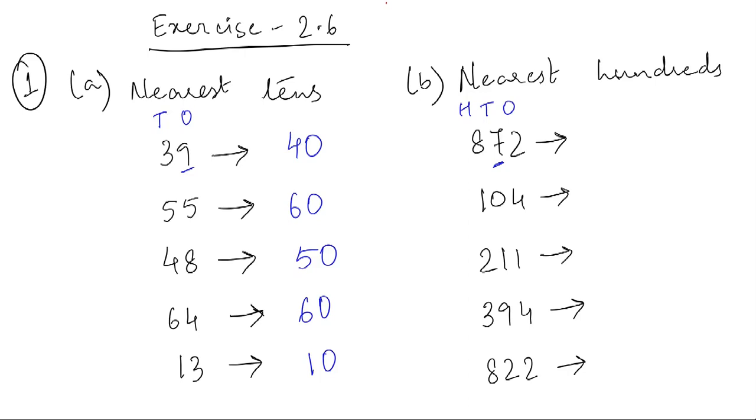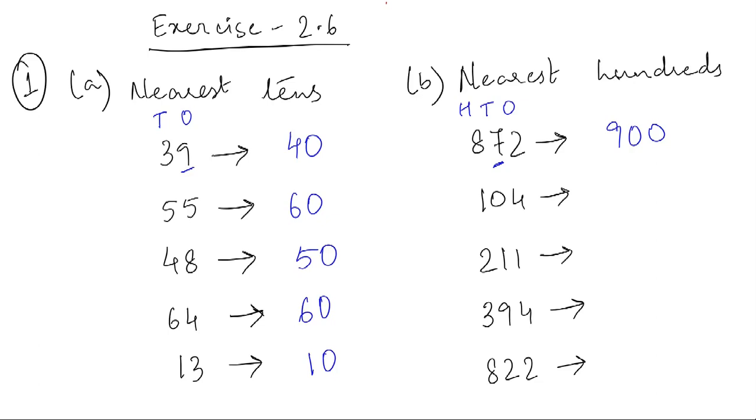So the first number is 872. In the tens place we have 7. 7 is greater than 5. So we are going to add 1 to the hundreds place. So this 8 will become 9 and the rest of the digits will become 0. So 872, if it is rounded off to the nearest hundreds, becomes 900.